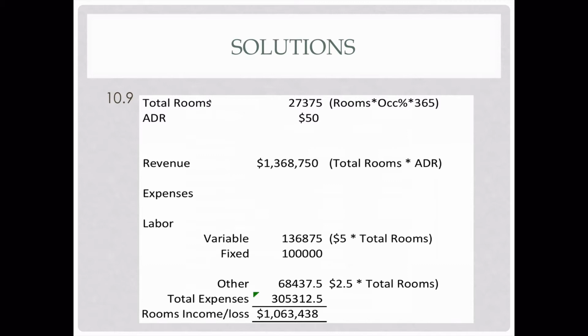So when we do that, we get 27,375 rooms. To get our revenue, we're going to take our total rooms and multiply it by our average daily rate or our selling price. ADR is an abbreviation for average daily rate. And we get $1,368,750.